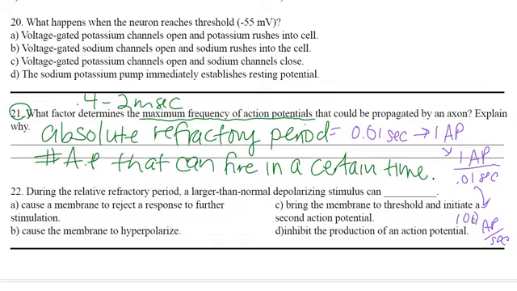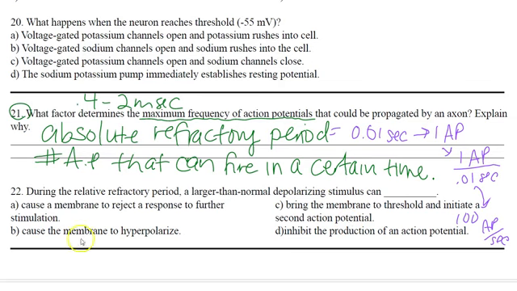You don't even have to give a specific number because it just says explain why. So you also can say, well, the absolute refractory period is going to set the limit on when an action potential can fire. Therefore, that's going to set the limit on how many can fire within a certain time range. Me, I like to give an example and then still give the same explanation.